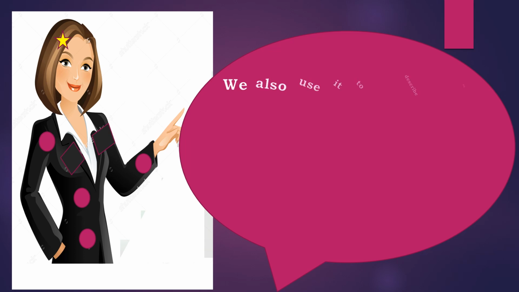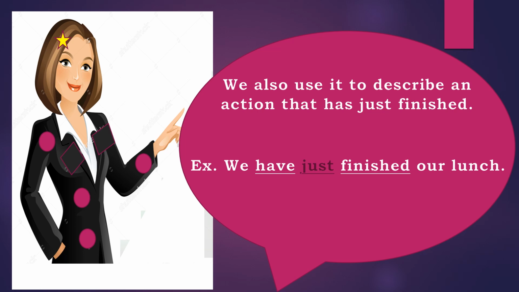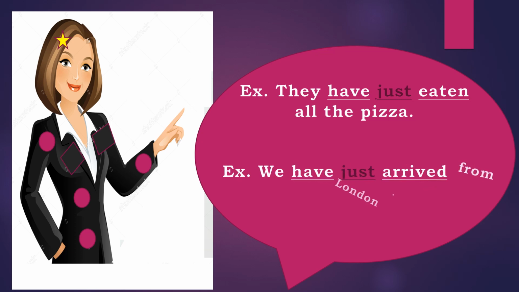Next thing is we also use the present perfect tense to describe an action that has just finished, and we use the keyword here, just. For example, we can say we have just finished our lunch. Have is the verb to have in the present, finished is the main verb in the past participle, and as you can see here we put just between them. Another example is when we say they have just eaten all the pizza, and we have another example that says we have just arrived from London.